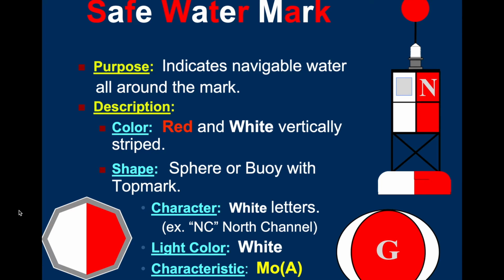Red and white vertically striped. If you look at my cursor, this top mark here: red top mark, white light, lettered, vertically striped. They flash Morse alpha. That's the only aid that you're going to see flash this characteristic. So if you ever see a white Morse alpha, then you know you're looking at a safe water mark.